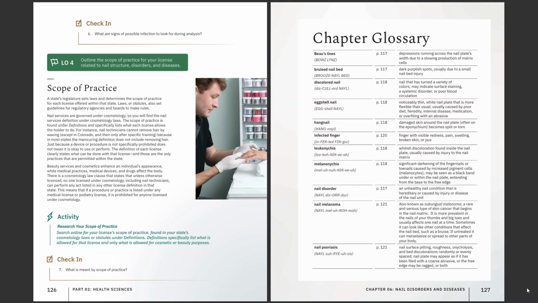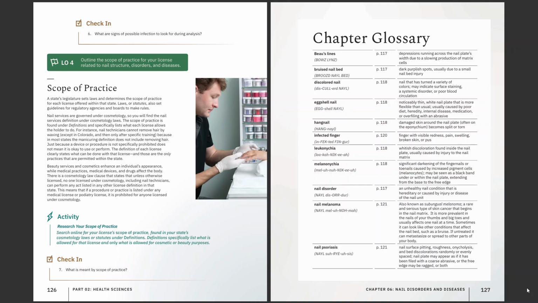There is a cosmetology law clause that states that unless otherwise licensed, no one licensed under cosmetology, including nail technicians, can perform any act listed in any other license definition in that state. This means that if a procedure or practice is listed under any medical license or podiatry license, it is prohibited for anyone licensed under cosmetology.